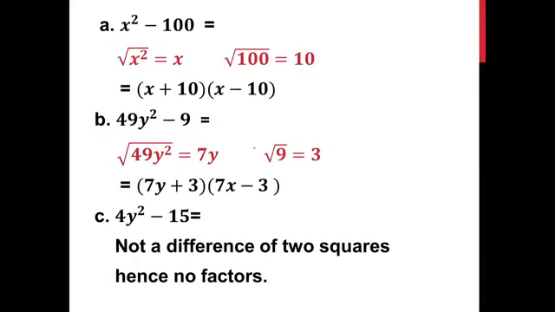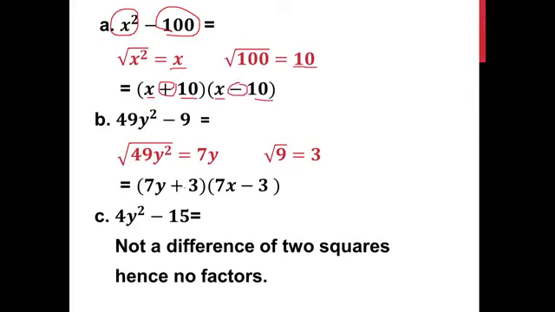Now let's go to the other three examples. Look at this one. The square root of x squared is x, so it's x and x. The square root of 100 is 10. That's why you'll write 10 there. And the sign should be plus and minus.